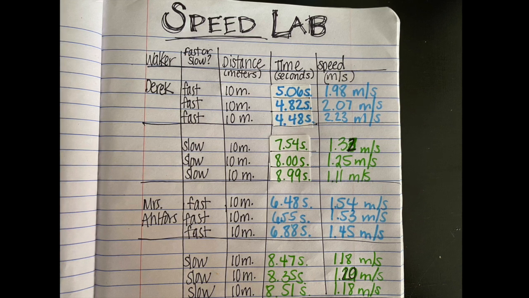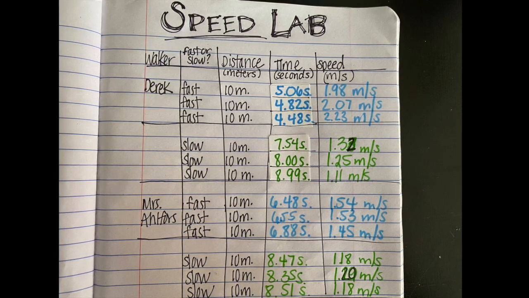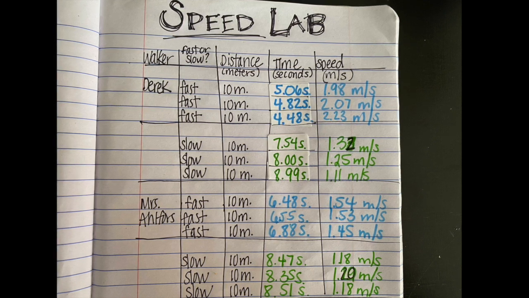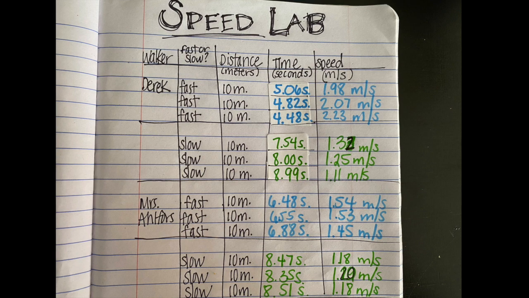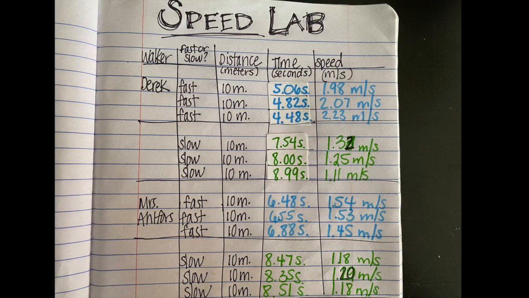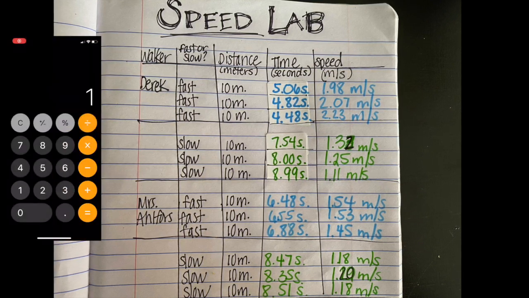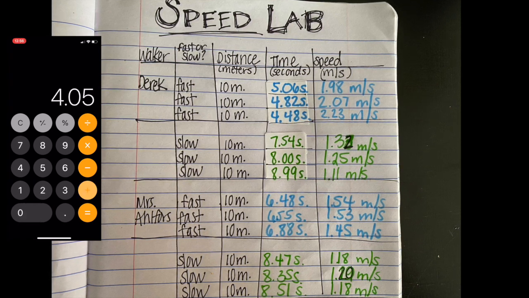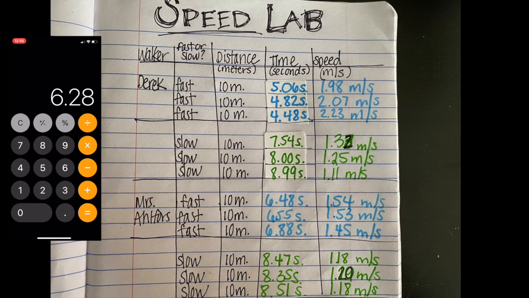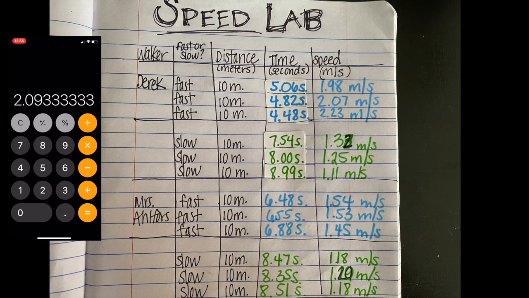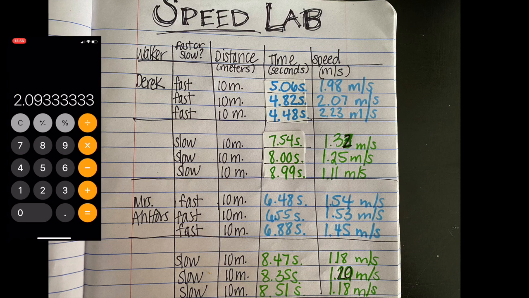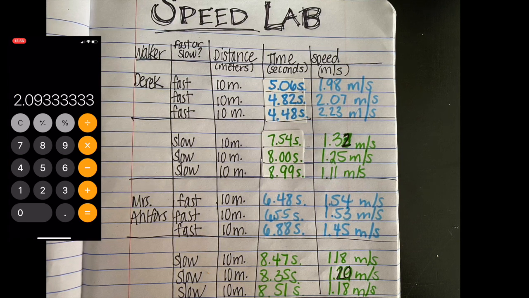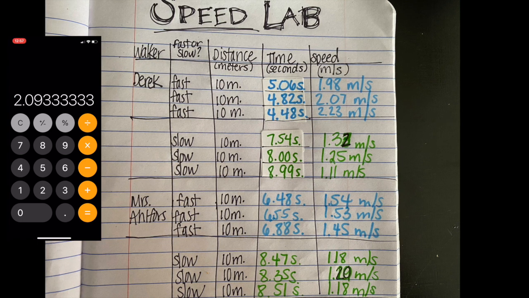To do this, I'm going to add up the 3 speeds for fast that Derek did, and then I'm going to divide that by 3 to find the average speed of Derek's fast walking. All right, I'm going to go ahead and add up Derek's first 3 walking speeds, and then divide that number by 3 to find his walking speed average. So his walking speed average there is 2.900 meters per second.